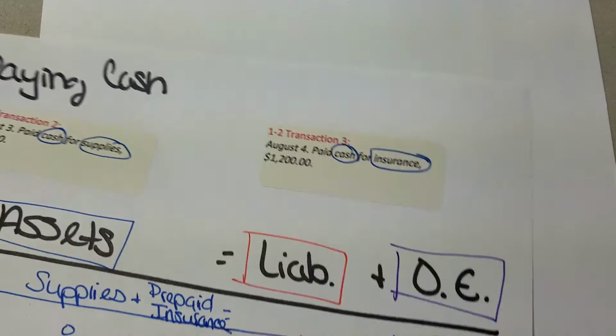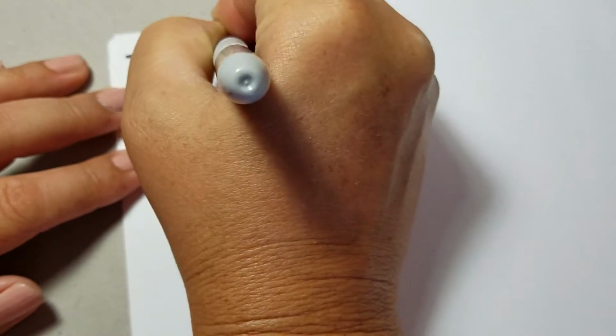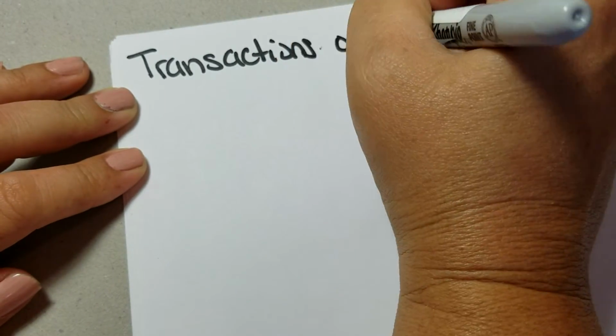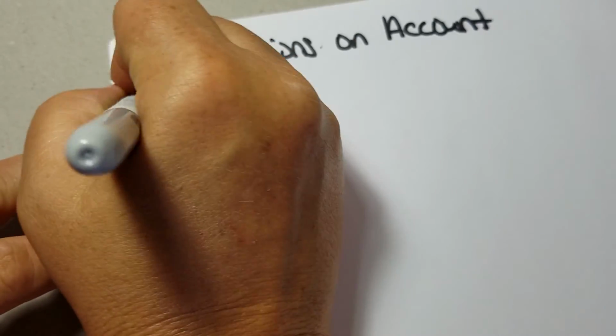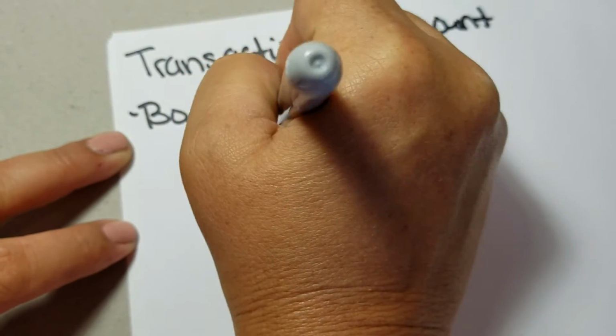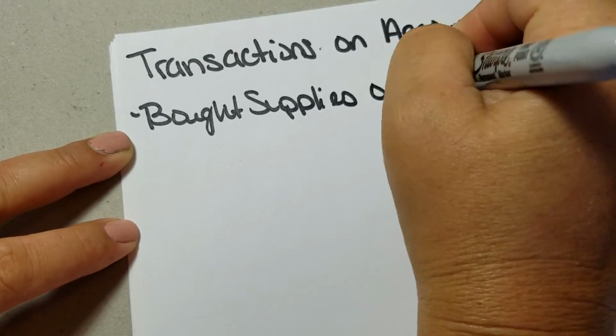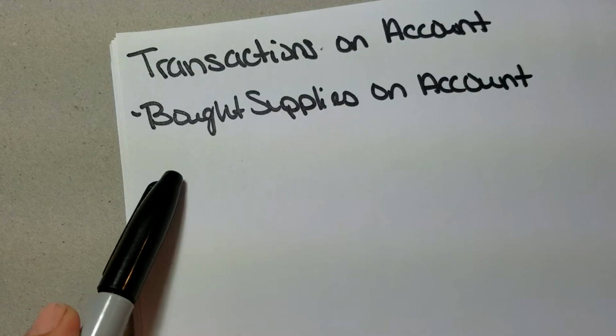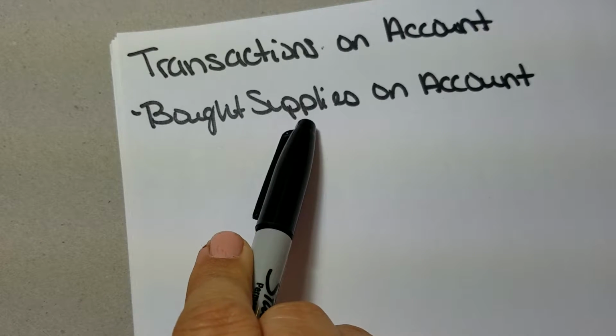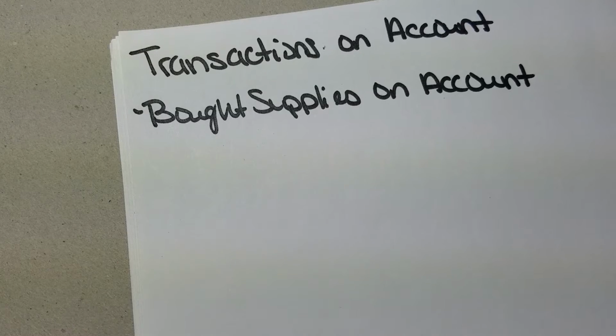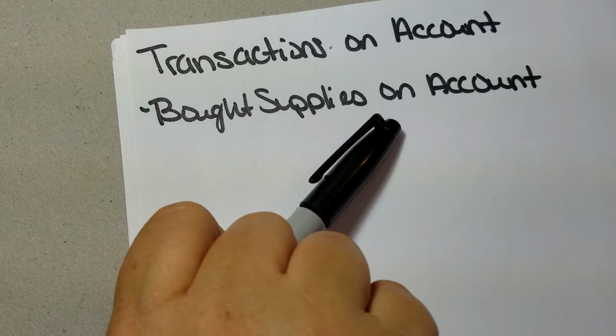The next kind of transaction, now I'm going to go to my next paper, is going to be transactions on account. What a transaction on account is, first of all, we're going to buy supplies on account. Meaning, I went to the store, I bought some supplies, but I didn't pay for them with cash. I told the store to charge it and then send me a bill, typically at the end of the month, and then I'll pay it.